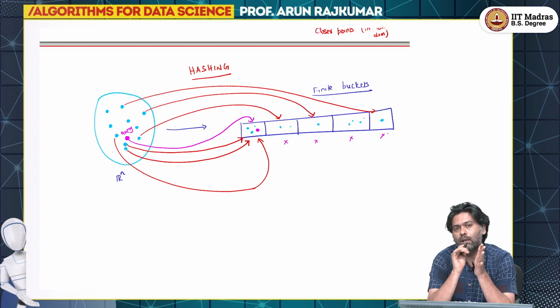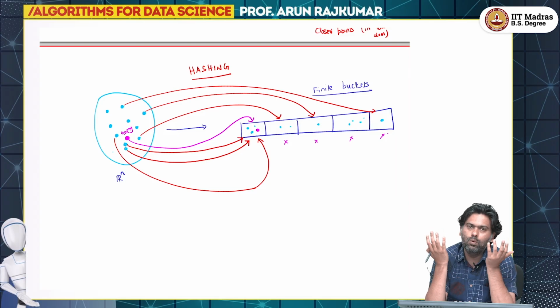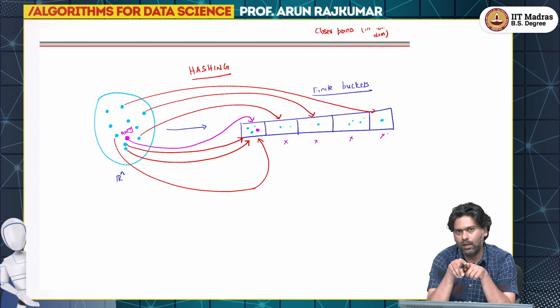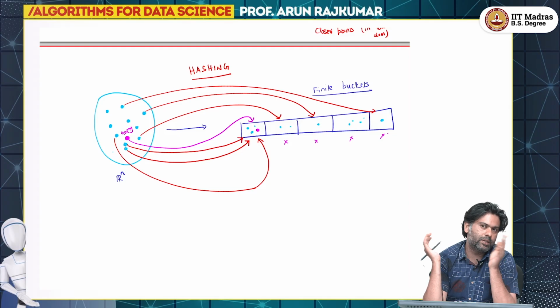Now, what do we want? In the ideal case, we want the good guy, that is the nearest neighbor, to be hashed to the same bucket where the query point gets hashed to. And because we are looking for the nearest neighbor, the way that we map these points to buckets should map closer data points to similar buckets. That is the intuition.